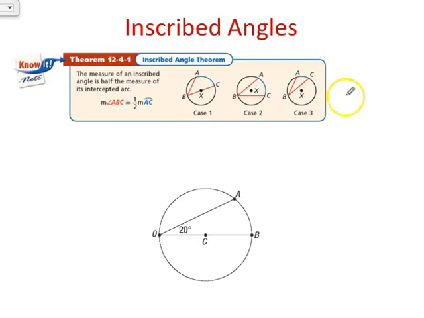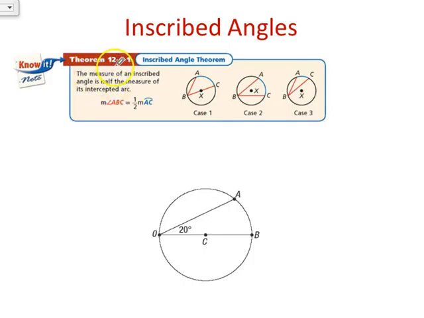Inscribed angles. So an inscribed angle is just an angle whose vertex is on the circle, and the angle is within the circle. And we have different ways of measuring inscribed angles based on what the inscribed angle looks like.